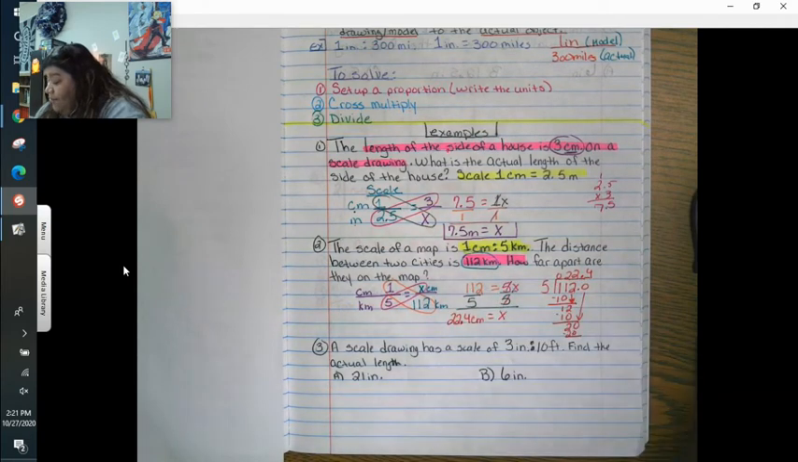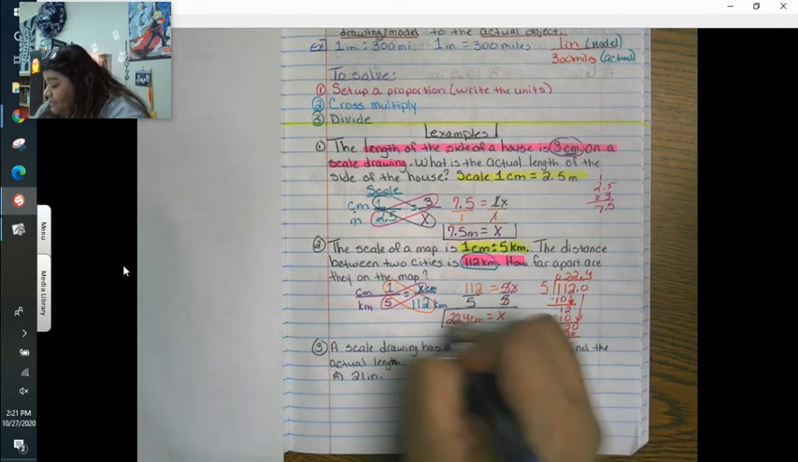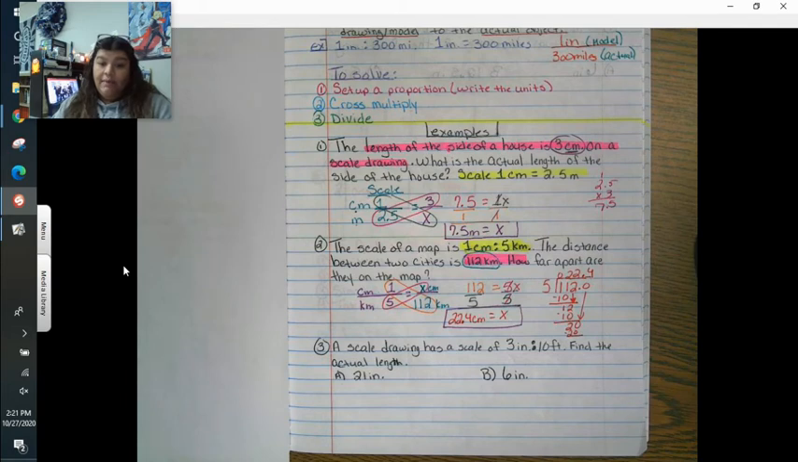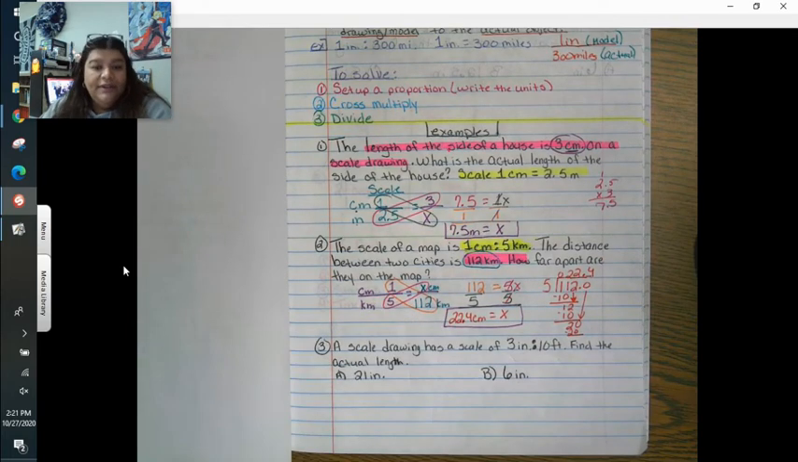Okay. So if I am creating a map, let's say you're going to be a map maker or something. If I'm creating a map, then this tells me that I better make sure that those 2 cities are 22.4 centimeters apart with my ruler for this scale to work.